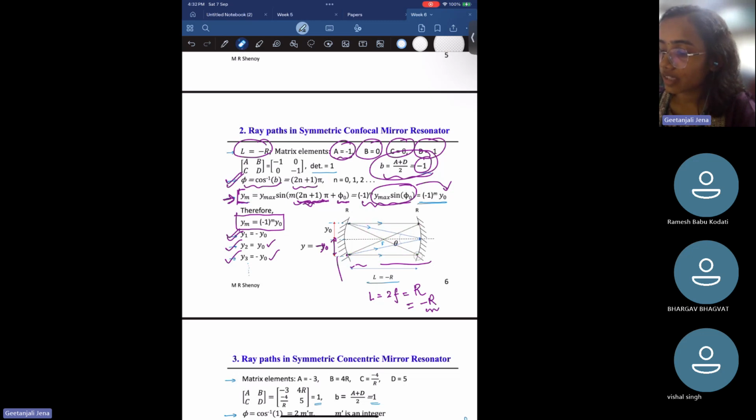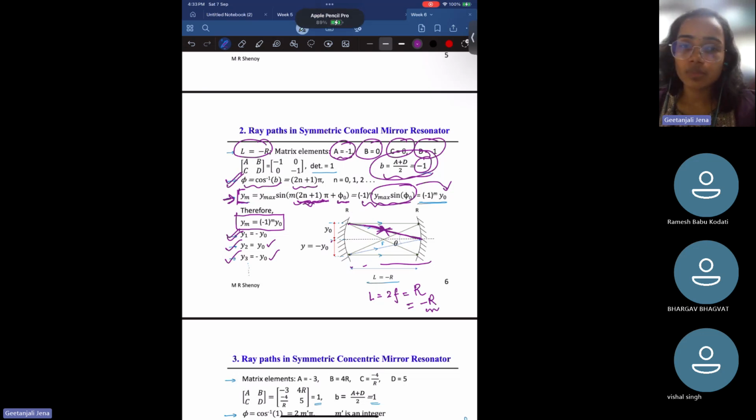And the second type of ray path that we have is when the ray is passing through the center of curvature. So when the ray passes through the center of curvature, it will be reflected back again. Okay, so these are the two types of ray path in a symmetric confocal mirror resonator. And here we can see the ray path is alternatively becoming minus y0 for the odd values of m, and for even values of m it is plus y0.